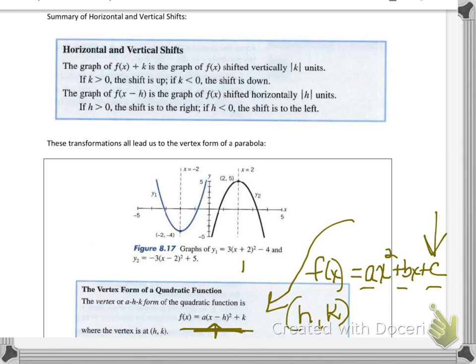So look up here for a sec. Do you see how you have a positive there? That means your h value would be the negative 2. And you see how you have a negative here? That means your k value would be a negative 4, which is consistent with the vertex right there. As opposed to this, which matches our form directly, and I can read 2 comma 5 right there and get that vertex.